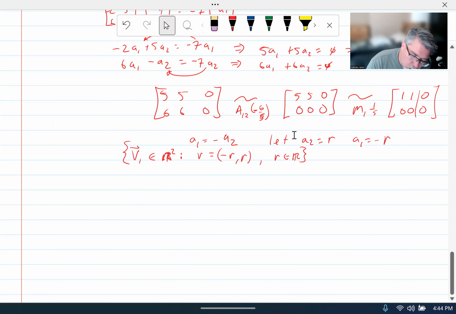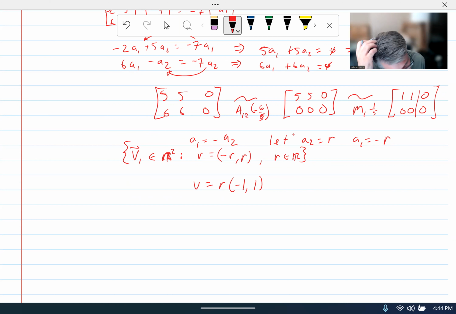Okay, let's factor out the R. So V is equal to R times negative 1, 1. So I could have any multiple of this. However, if we just let R equal 1, I only need one eigenvector for that eigenvalue. So let's just let R equal 1. So I can say V1 is going to be equal to negative 1, 1.